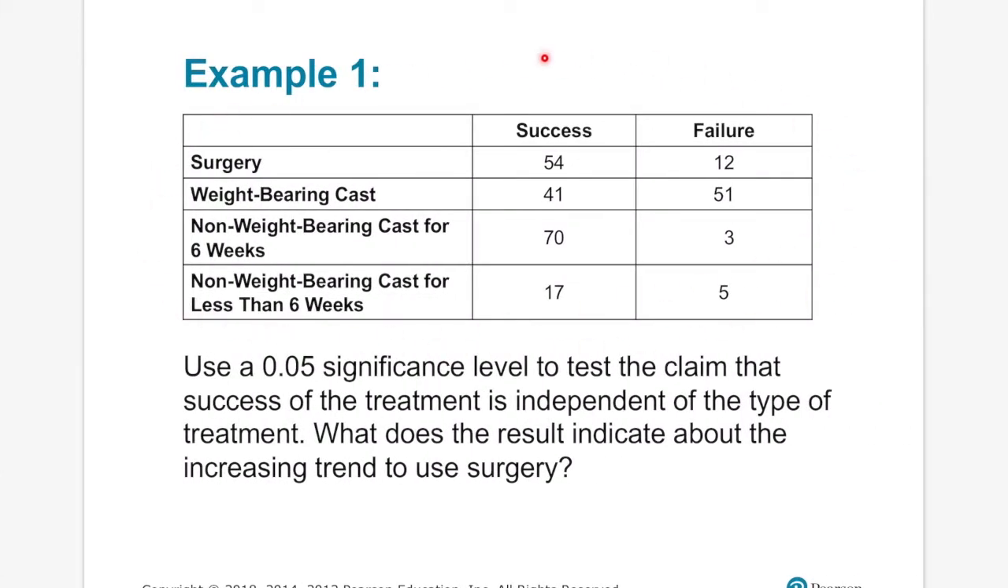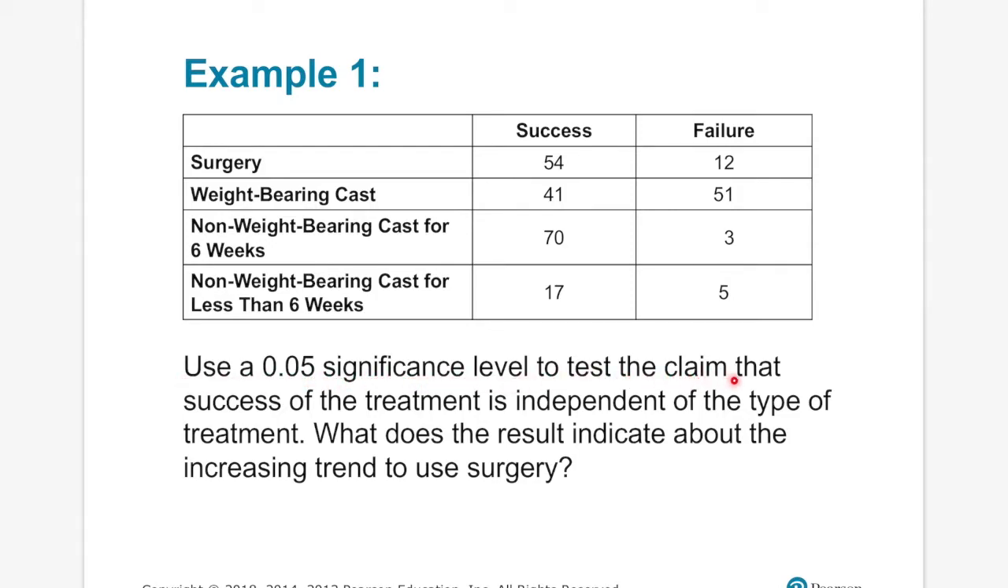This is the contingency table, or can also be called a two-way table. The rows are the treatments that we used, and the columns are the outcomes that we have. For the treatments, we have 4 different treatments, and for the outcome, we have 2 different outcomes, either success or failure. The numbers in this table are the frequencies. For example, 54 people got the surgery and the outcome is success. Or 51 people got the weight-bearing cast and the outcome is failure.